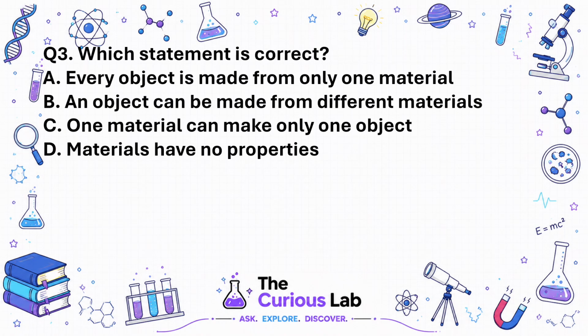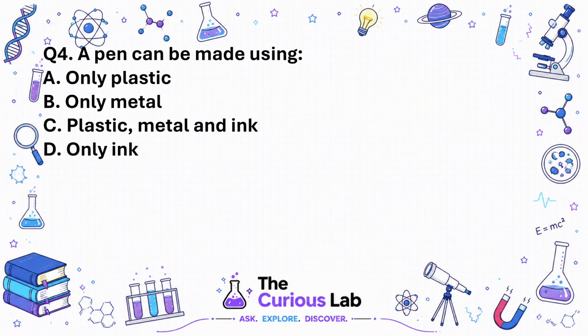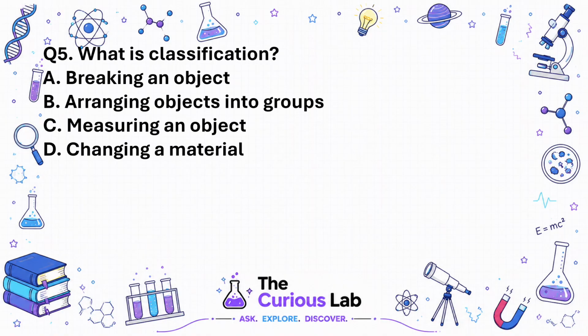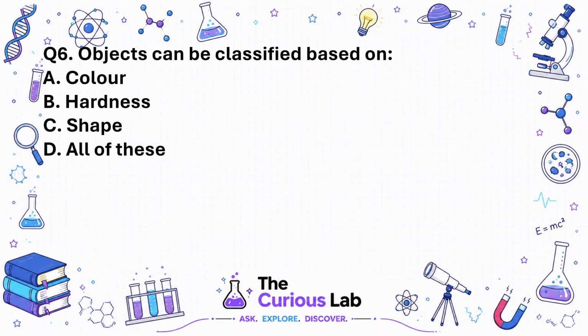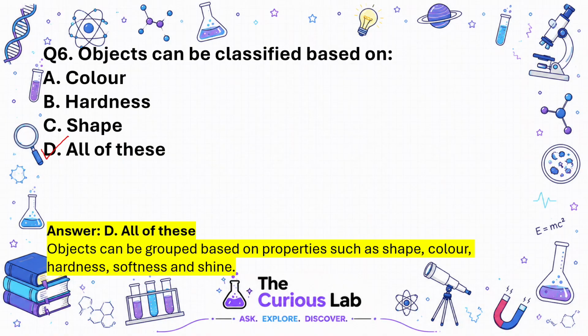Which statement is correct? An object can be made from different materials. A pen can be made using plastic, metal and ink. What is classification? Arranging objects into groups so that we can study them easily is called classification. Objects can be classified based on color, hardness, shape. So the answer is all of these.